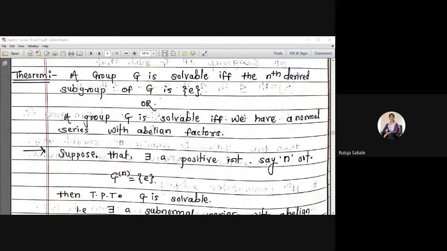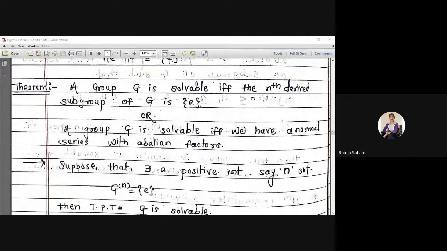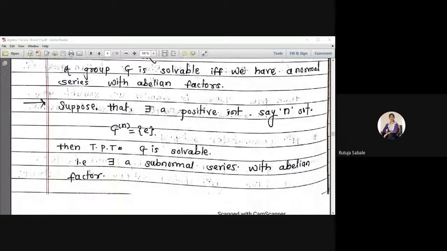Okay. Now assume the first part of this theorem. Assume, in the first part, that the nth derived subgroup of G is the singleton {e}, and we have to prove that G is solvable. Okay, look at the proof. Suppose there exists a positive integer, say n, such that G raised to n is equal to the singleton {e}.